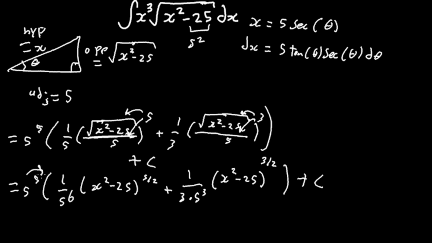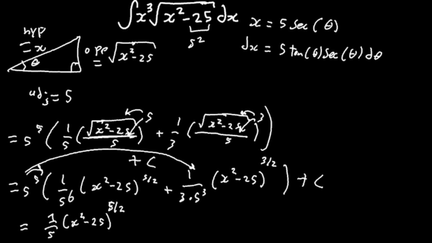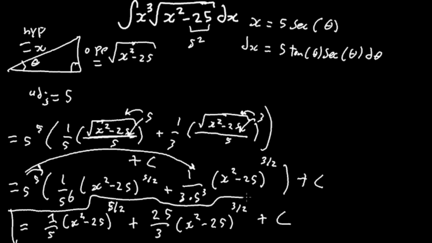Alright, now we can distribute this 5 to the 5th power into both of these. This becomes 1 over 5, x squared minus 25 to the 5/2 power. And then we have a 5 to the 5th and 5 to the 3rd, so that'll leave a 5 squared on top, which is 25. So plus 25 over 3, x squared minus 25 to the 3/2 plus c. So that is our final answer. So trig sub problems are always a lot of work, but if you follow the steps correctly, they're generally pretty straightforward.